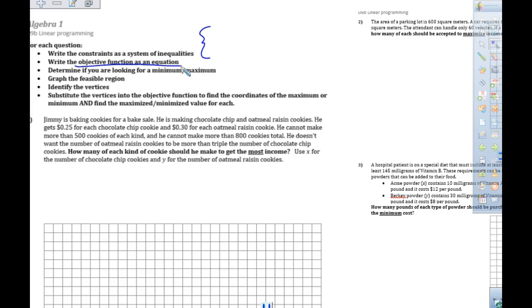Jack, would you please read that first question, number one? Jim is baking cookies for a bake sale. He is making chocolate chip and oatmeal raisin cookies. He gets 25 cents for each chocolate chip cookie and 30 cents for each oatmeal raisin cookie. He cannot make more than 500 cookies of each kind, and he cannot make more than 800 cookies total. He doesn't want the number of oatmeal raisin cookies to be more than triple the number of chocolate chip cookies. How many of each kind of cookie should he make to get the most income? Use X for the number of chocolate chip cookies and Y for the number of oatmeal.